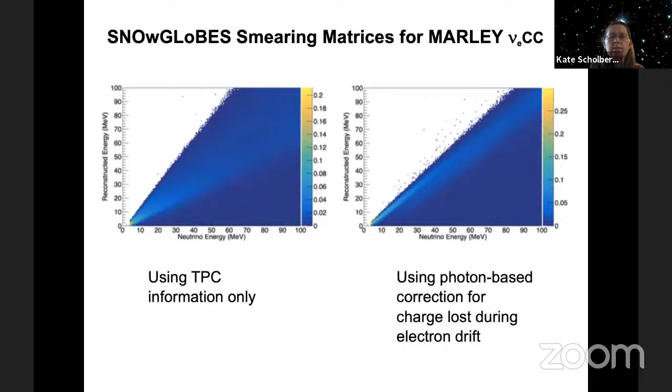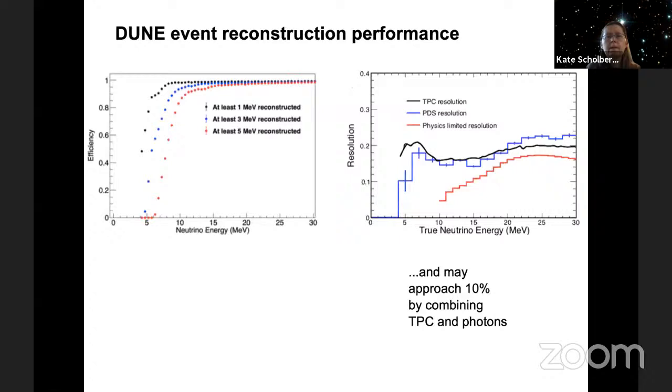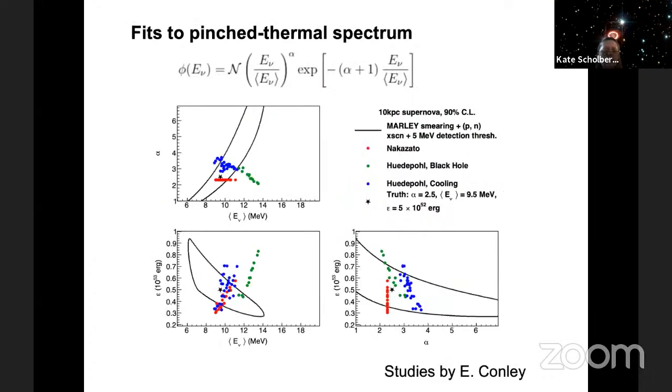And this is, maybe I'll skip that. This is just showing, for a given neutrino energy, what the distribution of energies we get out is, and we can get a much tighter distribution if we use both the photons and the ionization. And this is a kind of bottom-line plot of how well we can actually measure that spectrum for electron neutrinos. Here is the parameterization we have of how to describe the spectrum of neutrinos, and it turns out this is a reasonable approximation.